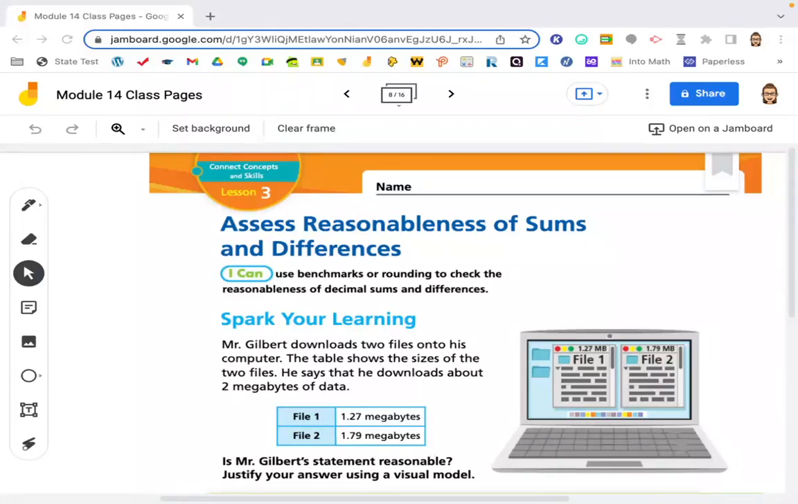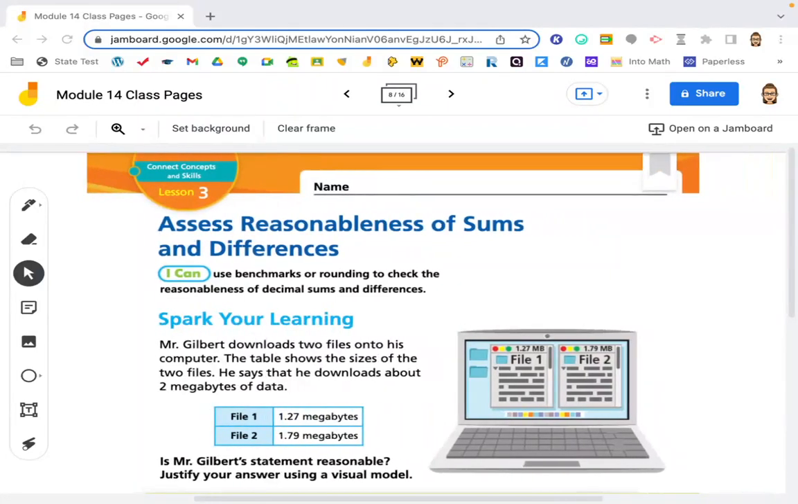Hello, my mathematicians. Today we are looking at Module 14, Lesson 3, which is all about assessing reasonableness of sums and differences. Hopefully by the end of the lesson, you'll be able to use benchmarks or rounding to check the reasonableness of decimal sums and differences.